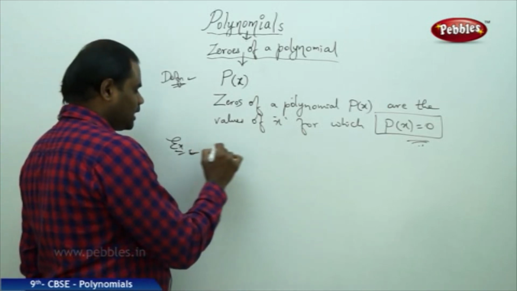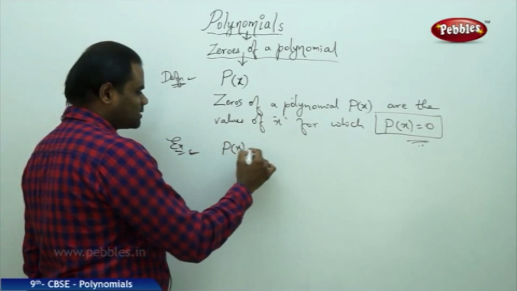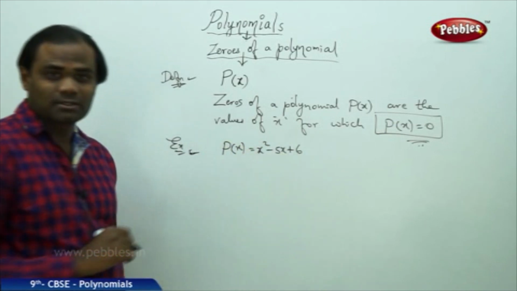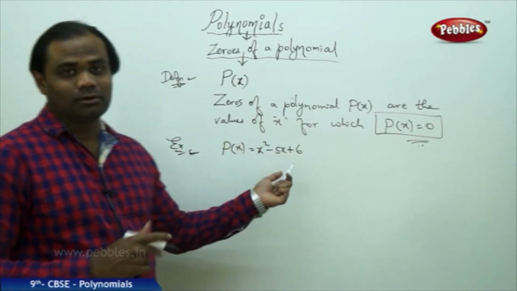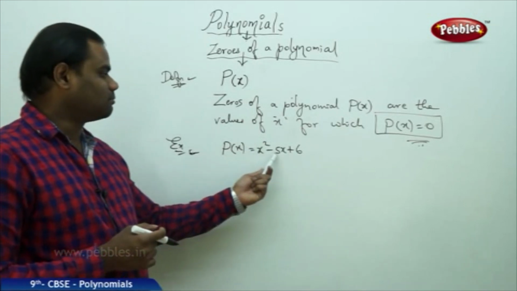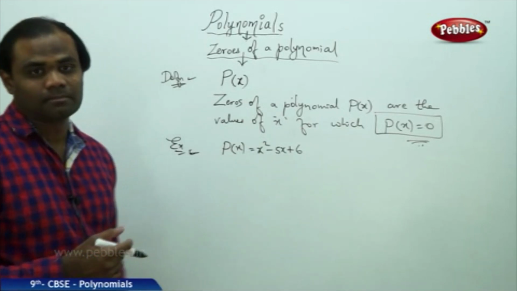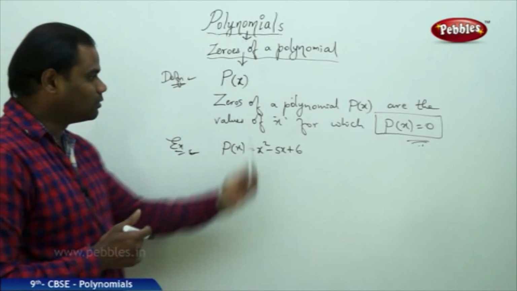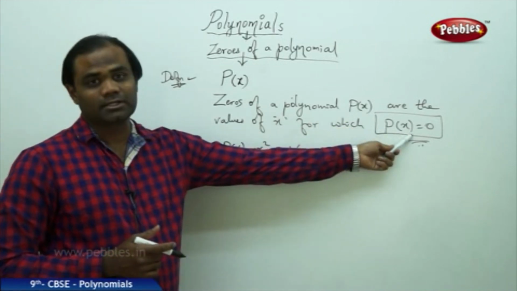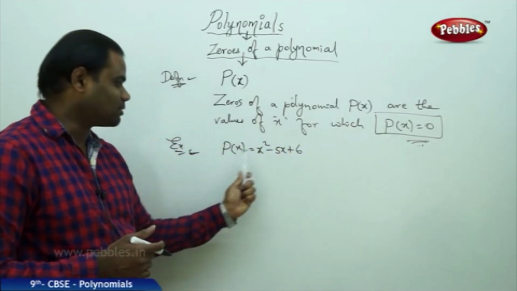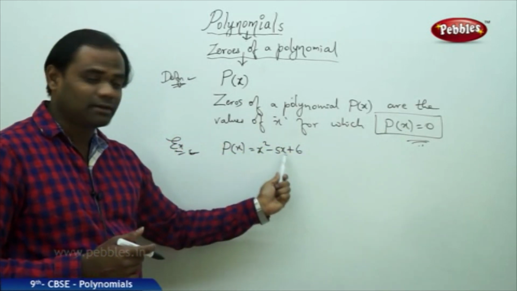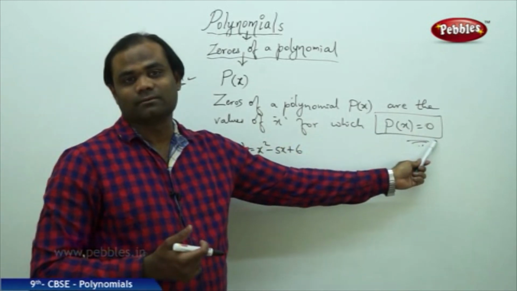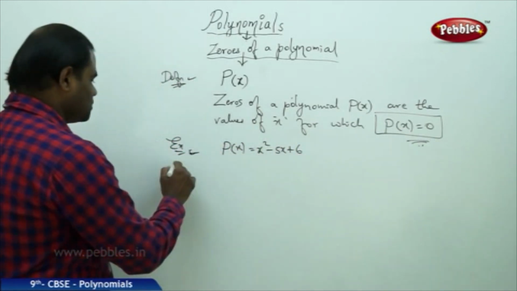For example, I have my polynomial p of x is x squared minus 5x plus 6. It's a quadratic polynomial or a trinomial, x squared minus 5x plus 6. Now I want to find the zeros of this polynomial. Therefore, I go with this definition, which says that in order to find the zeros of this polynomial x squared minus 5x plus 6, I just take this equation and solve. So let's see how it is possible.